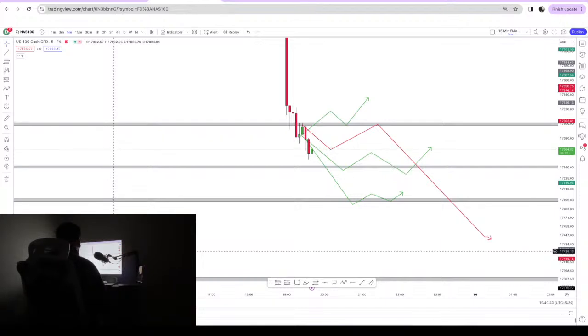So try to keep your psychology right, have more patience. Even this much patience is not sufficient, you need more patience.